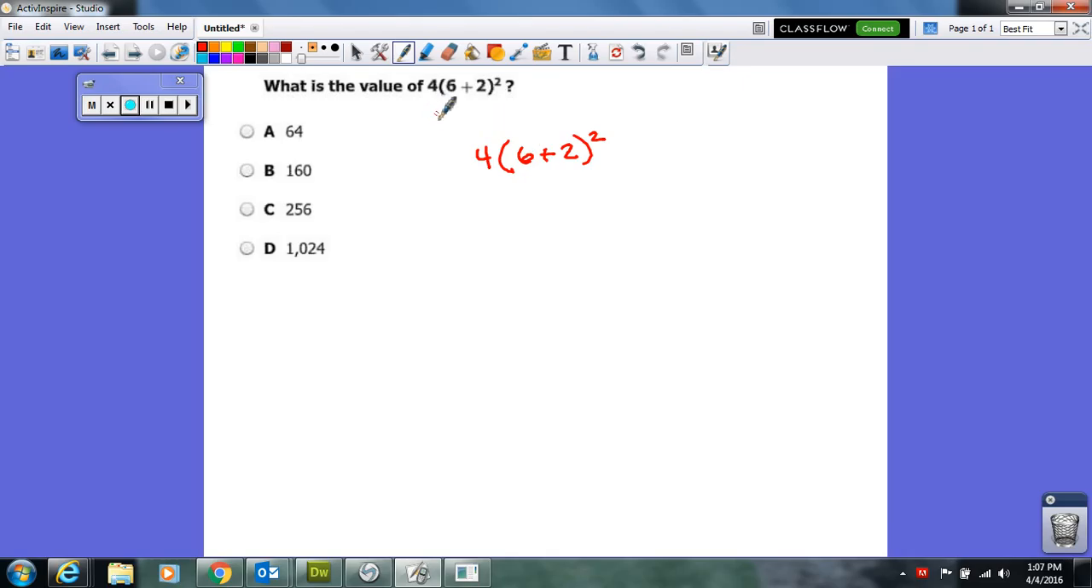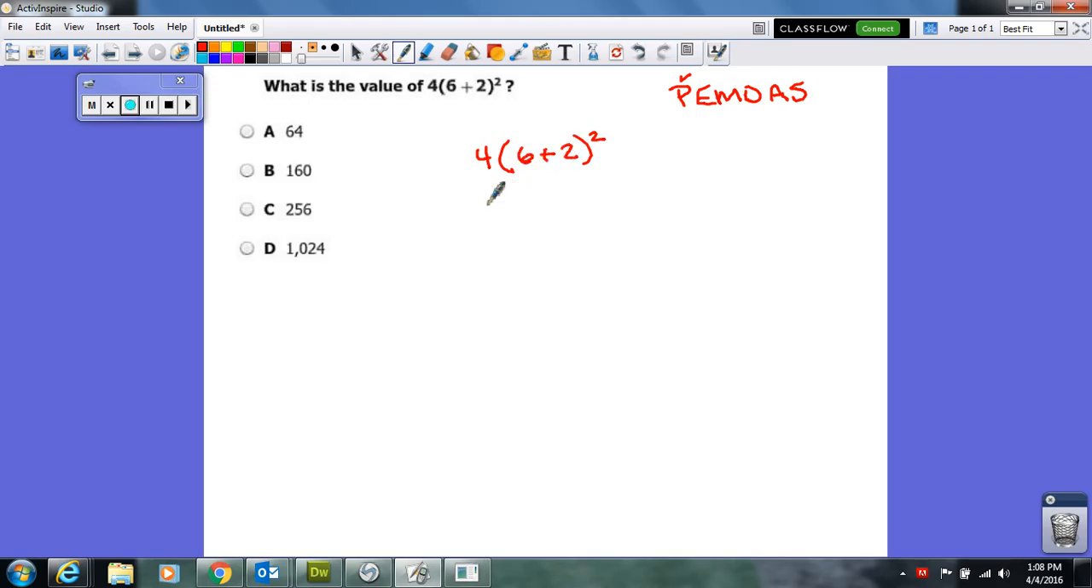Now, since this is simply looking for the equivalency of this expression, I need to follow my order of operations acronym, which is PEMDAS. All right, so PEMDAS begins off with a P, which stands for parentheses. And there are parentheses in this particular problem, meaning I need to do any math that's inside the parentheses. And the math inside the parentheses in this problem is pretty simple. It's just addition, 6 plus 2.